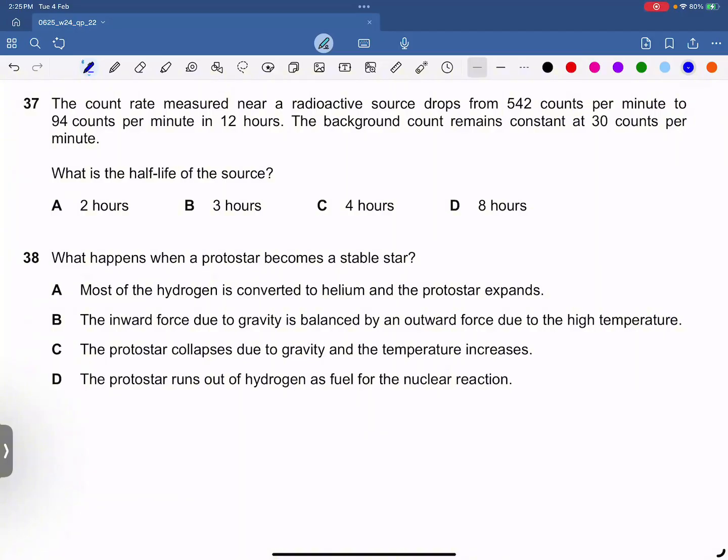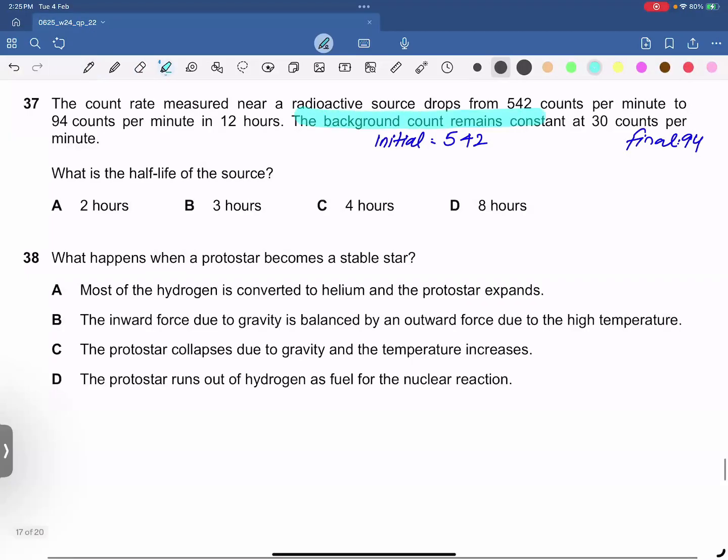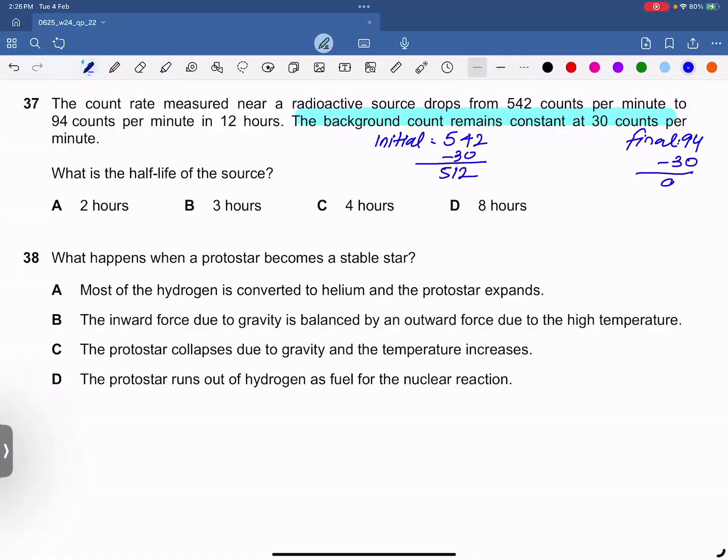The count rate measured near a radioactive source drops from this per minute to this per minute in 12 hours. Write the data. Initial count 542, final count 94. Background radiation, how much? It's written. Background count is 30. So subtract 30 from both. It means initial is 512, and final is 64.